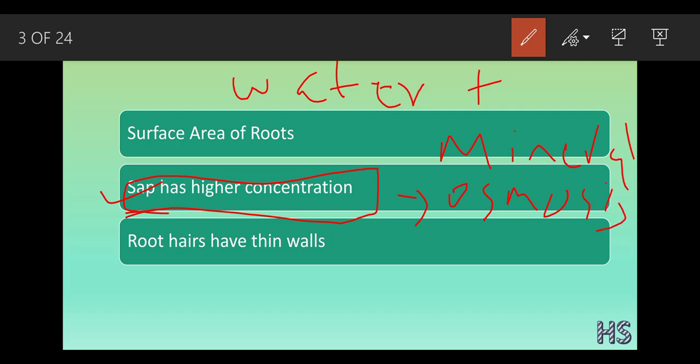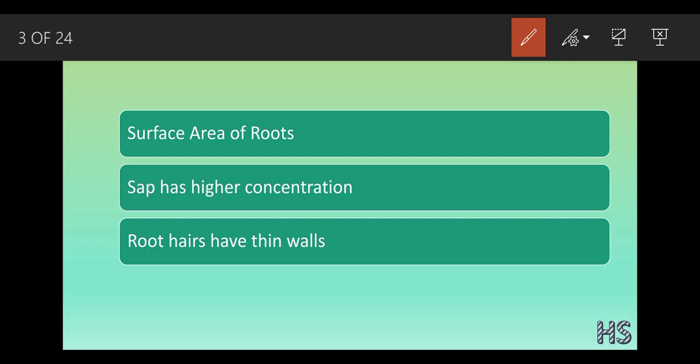Let's move to the next part, that is roots have thin walls. Why do the roots have thin walls? If I make a root system, if you notice, there would be some small root hair cells. The work of these root hair cells, which are very small and minute in nature, I'm just making it big so you can get a better understanding. Roots have thin walls. Why do they have thin walls?